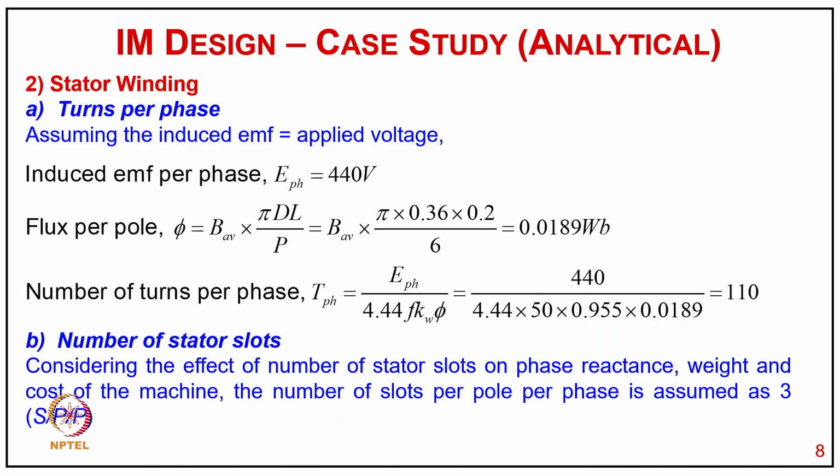So now the number of stator slots is what we have to select next. Considering the effect of the number of slots on phase reactance, the weight and cost of the machine, the number of slots per pole per phase we assume in this case as 3, but normally we don't go less than 2, and we don't go very high either, unless the machine rating is very large and we have a large diameter. So usually it's in the order of 2 to 5. For this kind of machine of medium rating, we just consider slots per pole per phase of the order of 3.